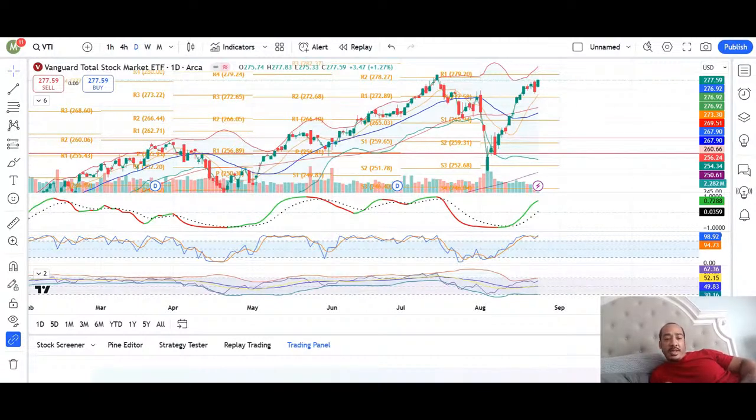I'm looking at Disney. Let me show you why I like Disney. I like it a little bit, but I'm not in love with it. Reasons why I'm not in love with it: we're overbought on the RSI.